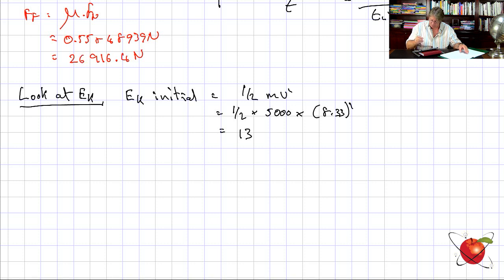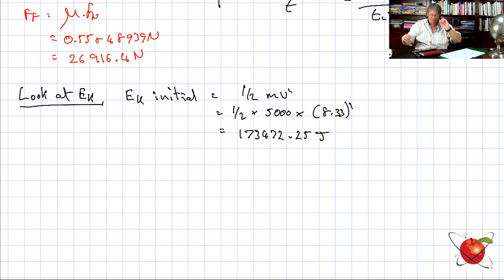which comes out to be 173,472.25 joules. So that's the initial kinetic energy at the top of the slope. This is what we've got, isn't it? This is our truck, top of the slope. Now he's going to accelerate down the slope.